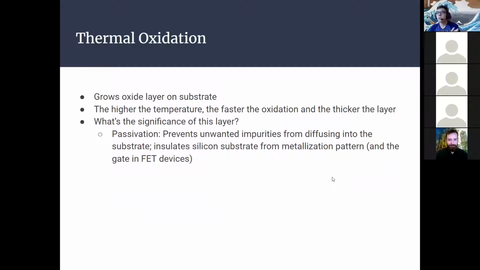So thermal oxidation: you grow an oxide layer on the substrate, which is the silicon portion of the wafer. The higher the temperature, usually the faster the oxidation and the thicker the layer. The purpose of this layer is mostly so that when impurities come into contact with the wafer, because everything can be an impurity in device manufacturing, it prevents those unwanted impurities from diffusing into the substrate. Rather, they diffuse into the oxide layer, and it insulates the substrate from the metallization pattern and the gate in FET devices.